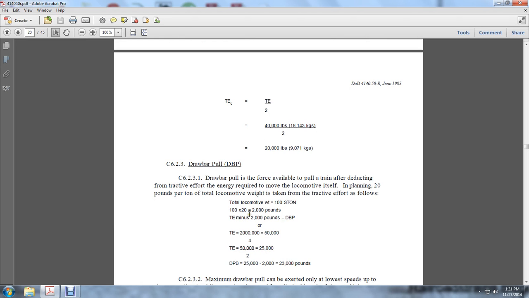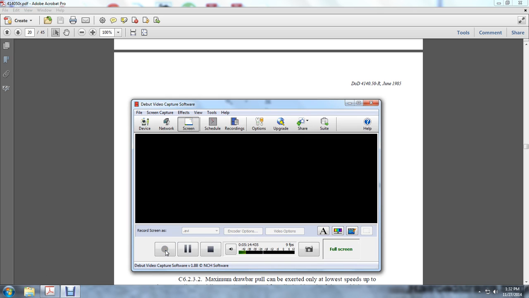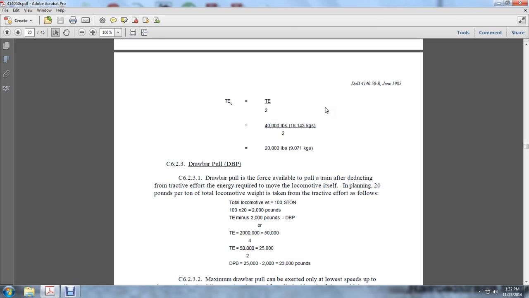The drawbar pull is the traction effort minus the 2,000 pounds. If the starting traction effort is 50,000 pounds, half of it for continuous effort is 25,000. The drawbar pull is 25,000 minus 2,000 pounds, which is 23,000 pounds.